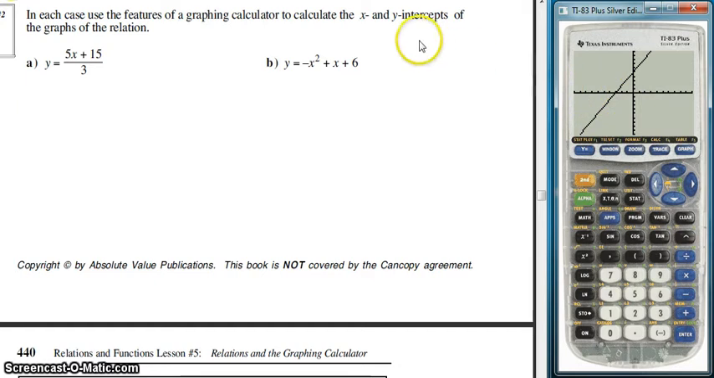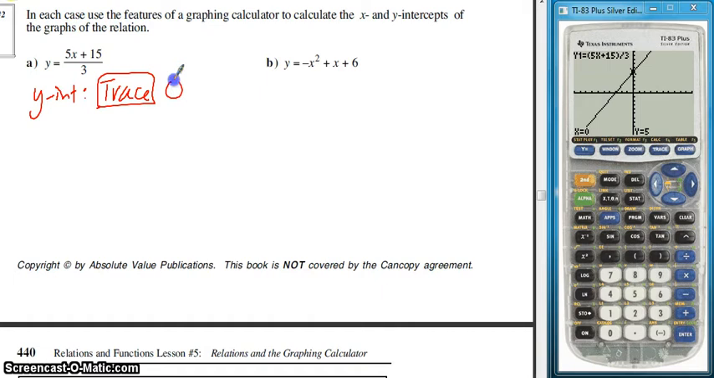Let's find the easy one first. Which one is easier to find, x or y? The y-intercept is easy to find because I just need to trace 0. Trace 0. 0 is 5. So for the y-intercept, I trace 0, which is equal to 5, which means the coordinate is (0, 5).